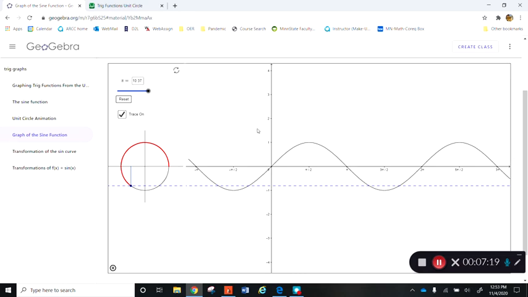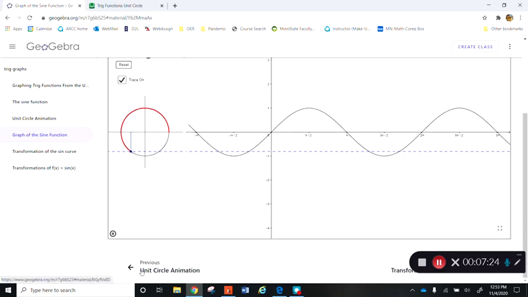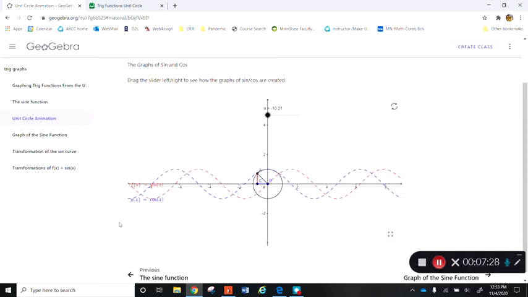Okay, so in this chapter we're going to be studying the graphs of the sine and cosine functions, and then we'll be doing some models that use those graphs.